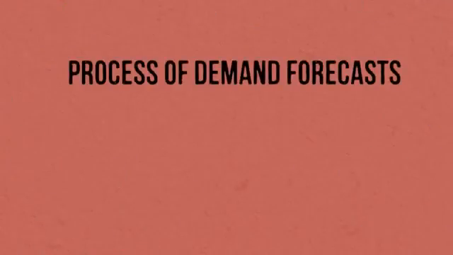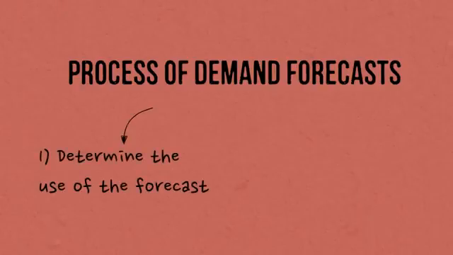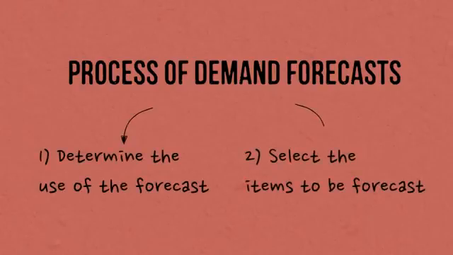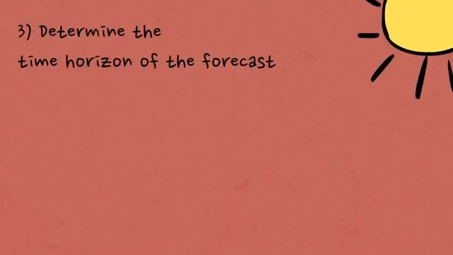The process of demand forecast can be done through the following steps. 1. Determine the use of the forecast. 2. Select the items to be forecast. 3. Determine the time horizon of the forecast.